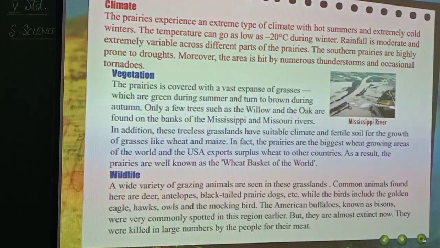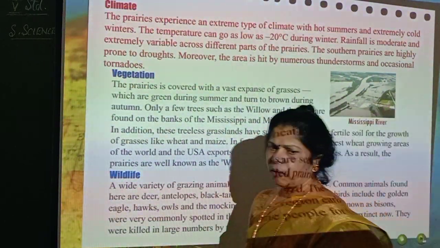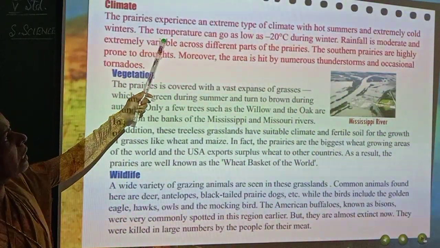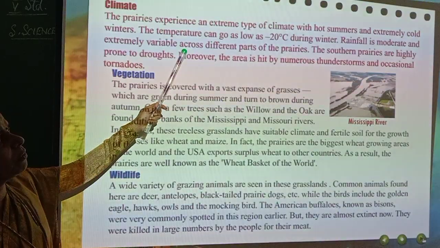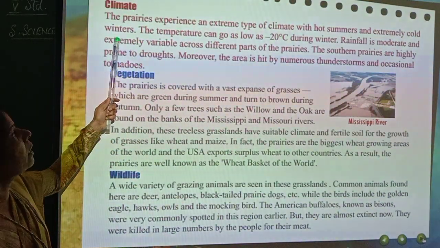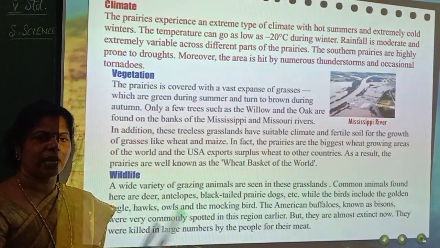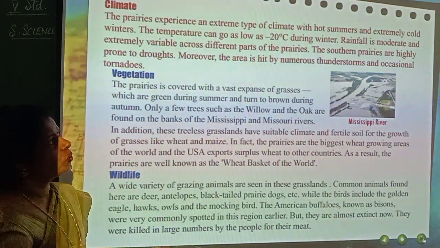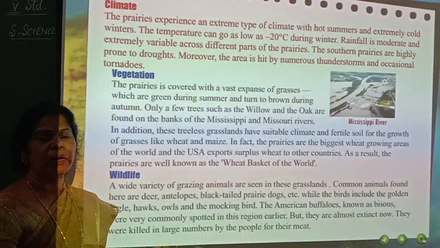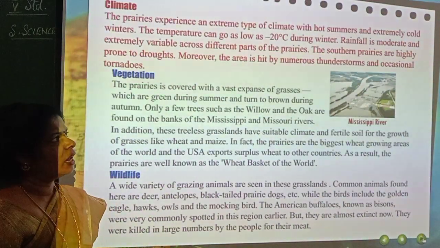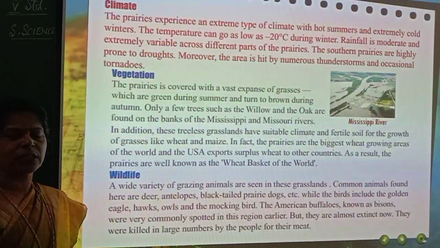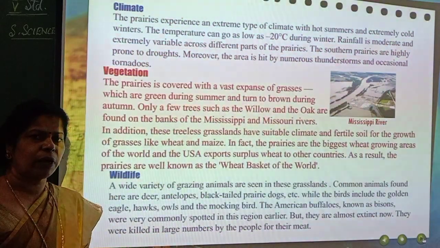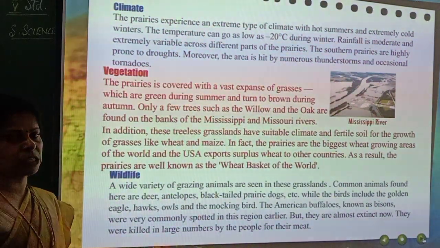Now coming to the climatic condition, the prairies experience an extreme type of climate with hot summers and extremely cold winters. Again you see the extremes. That is why it is called temperate. Means what? During daytime, that is during summertime, it is very hot. At the same time, when it is winter, it is very cold. So extremes you can see. Very hot and very cold. So these are the two extremities.